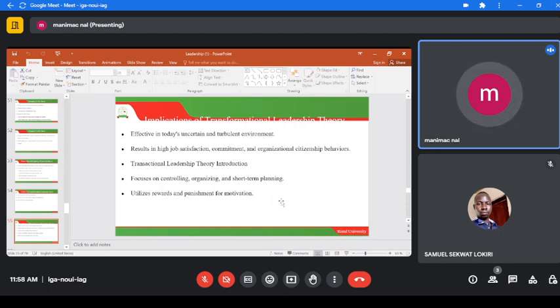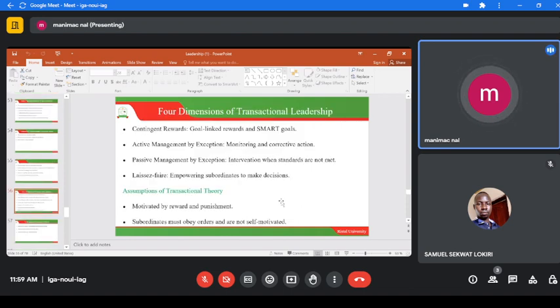Transactional leadership theory introduction. It focuses on controlling, organizing, and short-term planning. It also utilizes rewards and punishment for motivation. Furthermore, what could be the four dimensions of this transactional theory? We have contingent rewards, which look at goal-linked rewards and SMART goals, where we need specific goals. They have to be measurable, accurate, reliable, and time-bound.